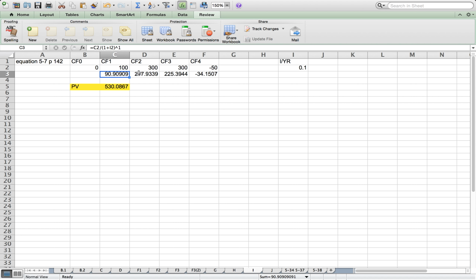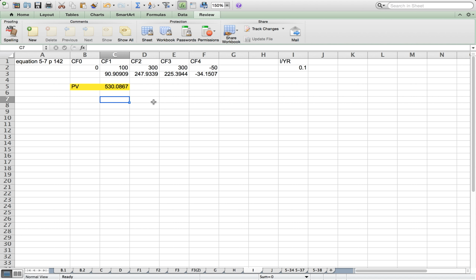And that would get you 90.9. Here it's 300 over 1 plus R to the second power. That's 247.9. Here it's 300 over 1 plus R to the third power, and that's 225.3. And here it's negative 50 over 1 plus R to the fourth power, and that's negative 34.15. So if you sum all of these across, you get 530.